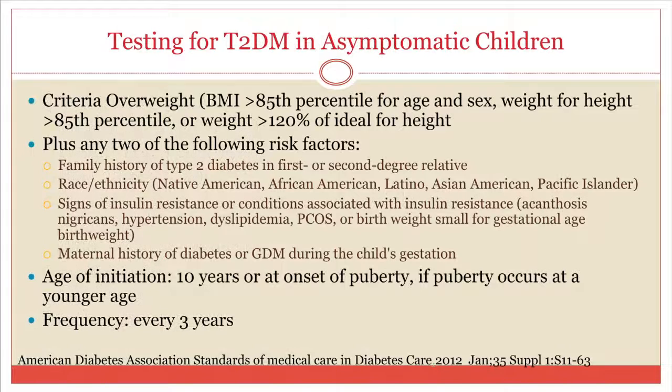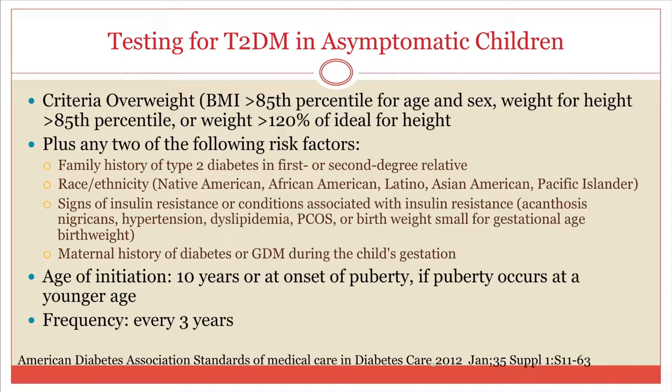And then, in this preschool child, who do we test for type 2? If you wait till they get symptomatic, you're going to miss a lot of impaired glucose tolerance and early diabetes. So the current criteria are overweight. If you're overweight, and you have 2 of the following risk factors, which many of my patients have: family history of type 2 in a first or second degree relative; race or ethnicity: Native American, African American, Latino, Asian American, Pacific Islander; any sign of insulin resistance: PCOS, Acanthosis Nigricans, hypertension; SGA; maternal history of diabetes or gestational diabetes.